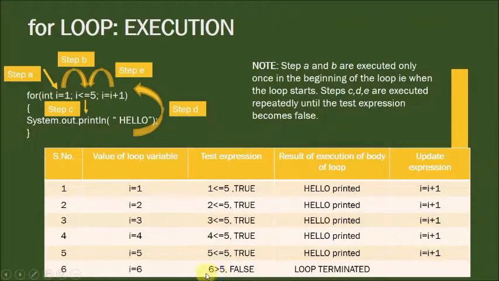So again we will check, is 6 less than 5? No, it is greater than 5. So the test expression becomes false and the loop will terminate. So the statement following the loop will be executed. As there is no statement, no other execution will take place and our program will end. And the output of this program is that hello will be printed 5 times on the screen.